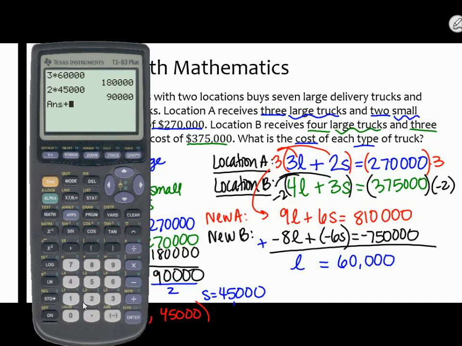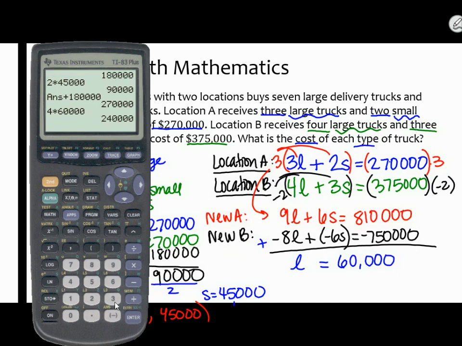And then combined with the large trucks, that matches our location A price, $270,000. Location B receives 4 large trucks. 4 large trucks cost $60,000 each. And so $240,000 for the 4 large trucks.